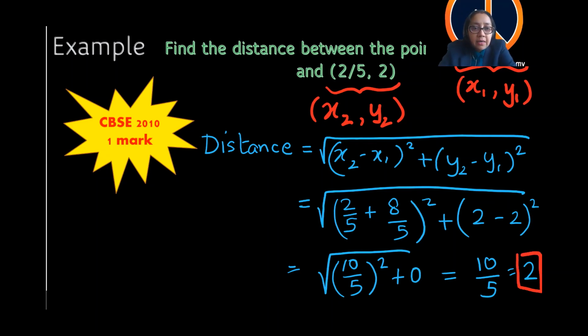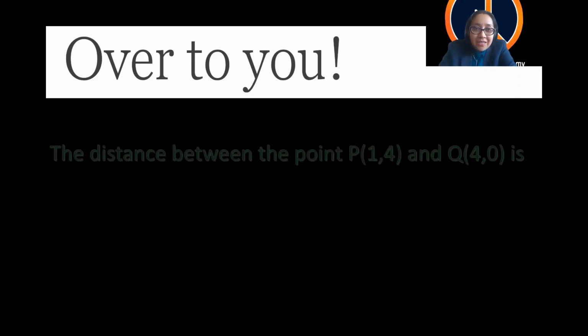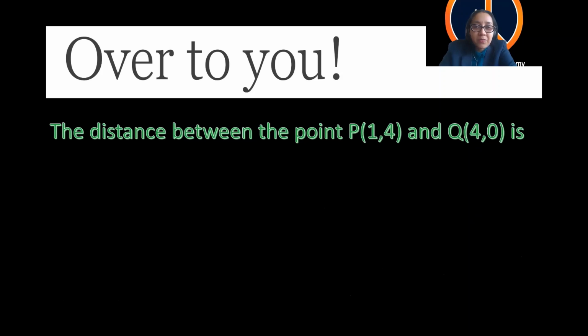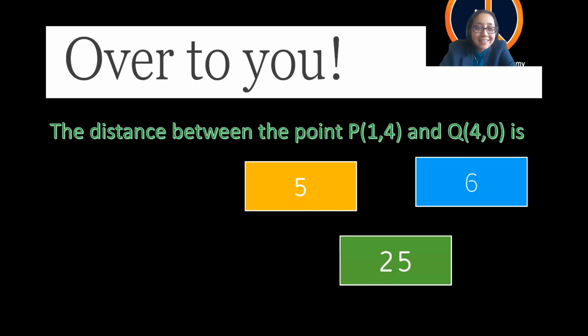Now let me see how far you have understood. The question is: the distance between the point P, that is (1, 4), and Q, which is (4, 0), is, options are 25, 5, and 6. Calculate. Your time starts now. Come on, take out your paper and pen, please, and start doing. Calculate it. Write down the answer in the chat.